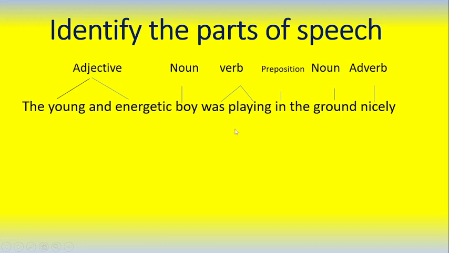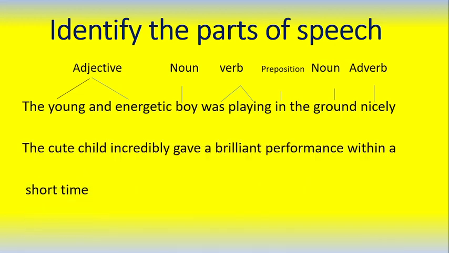You also should be able to identify different parts of speech in a sentence. If you are able to identify them, that means you have completely come to know about the different parts of speech. Now, another sentence: The cute child incredibly gave a brilliant performance within a short time. Again, I have tried to include all the parts of speech. Now, let us identify what is there in this sentence.